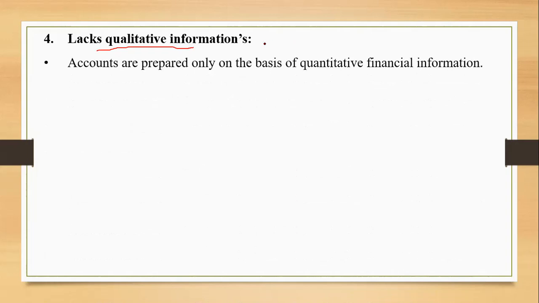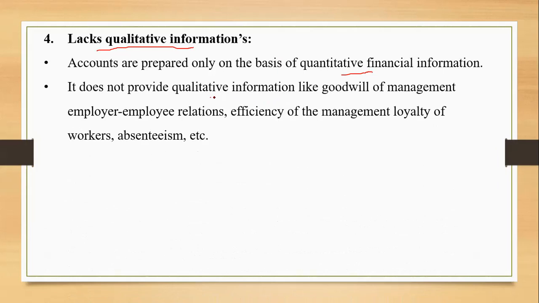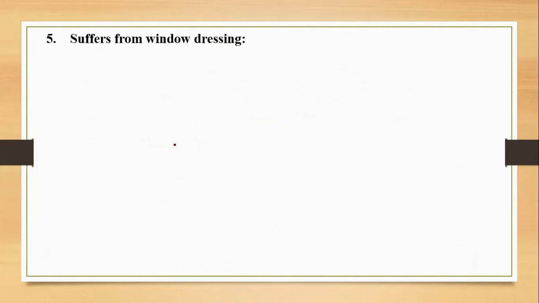Accounts are prepared only on the basis of quantitative financial information. So it does not provide qualitative information like goodwill of the management, employee relation, efficiency of the management, loyalty of the workers, or absenteeism of workers. All these things are really important, and really affect the working of the organization. But because these are qualitative based, cannot be measured in terms of money, they are not recorded in the books of accounts. Suffers from window dressing.